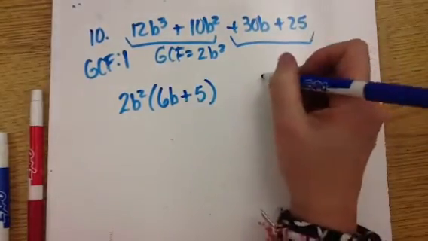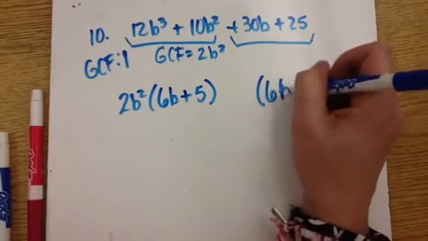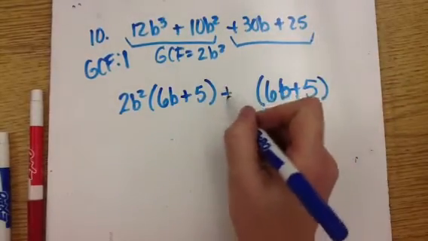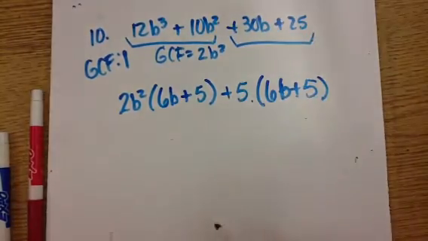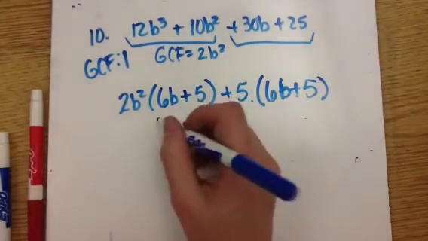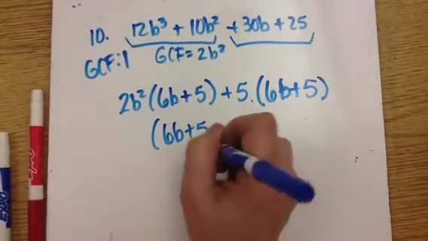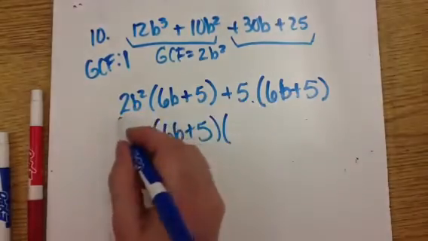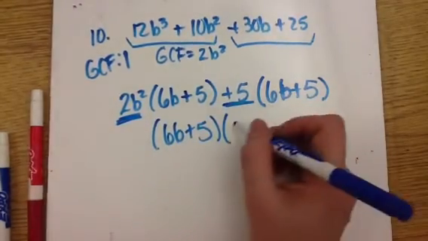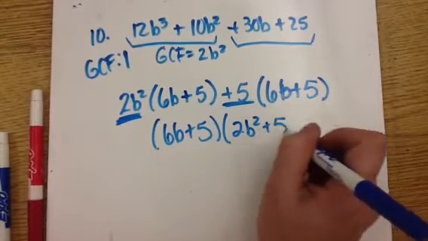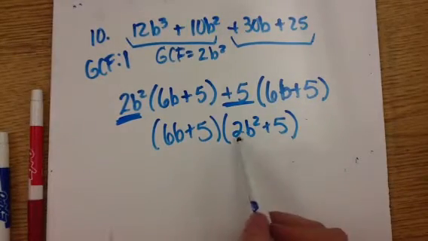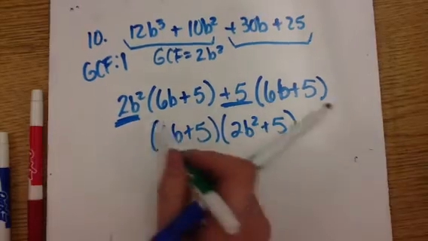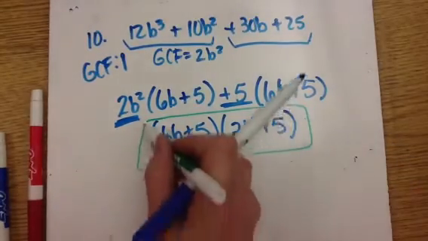Then I need to check and see what can I take out to match 6b plus 5. And that is a positive 5. So I write plus 5. And then I'm going to take my common 6b plus 5 parenthesis times whatever's left when I remove that, which will be 2b squared plus 5. So times 2b squared plus 5. Again, check that last parenthesis and see if it will factor, which it will not. So we are done there.